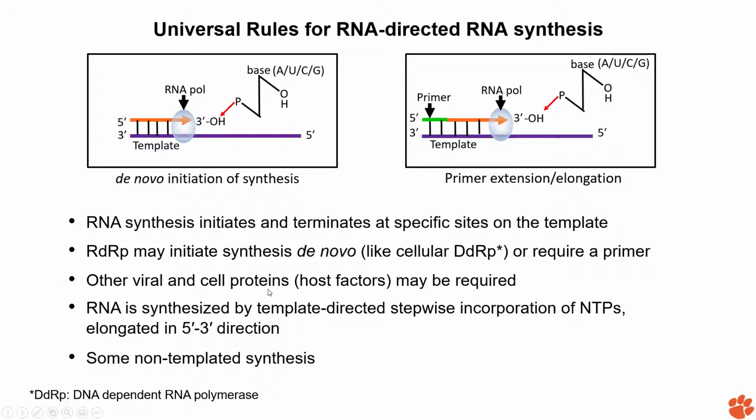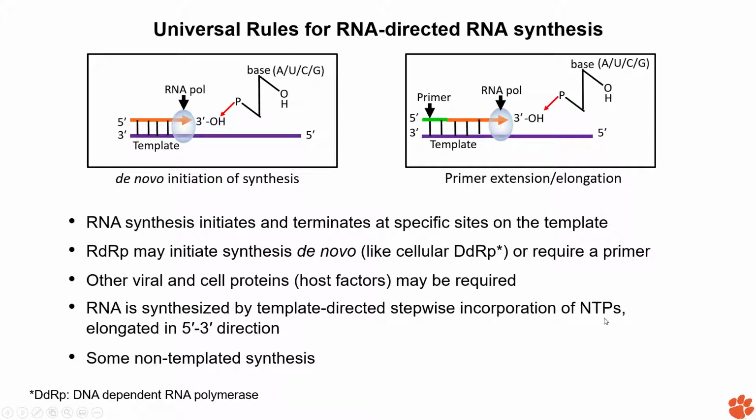And sometimes other cell proteins, or host factors, are also required. That's very important. Host factors are cellular proteins that are required for the function of the RNA polymerases in some cases. RNA is synthesized in a 5' to 3' direction, with the incorporation of NTPs.